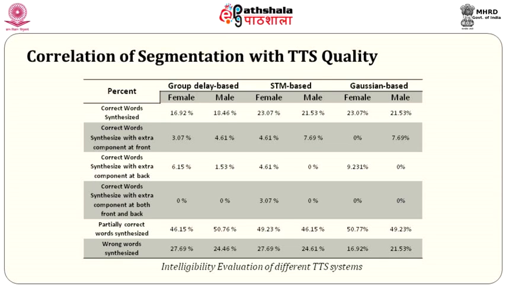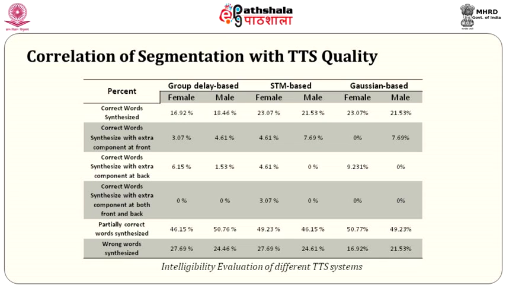In percent, you can see the correct word synthesized with extra component at front, correct word synthesized with extra component at back, correct word synthesized with extra component at both front and back, partially correct word synthesized, and wrong word synthesized. Now the group delay based, STM based and Gaussian based, 3 kinds of approaches are shown and their corresponding male and female voice percentages are shown. So the quality of the TTS system depends on the accuracy of the segmentation algorithm.